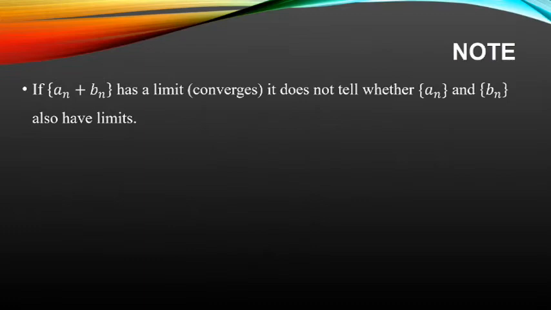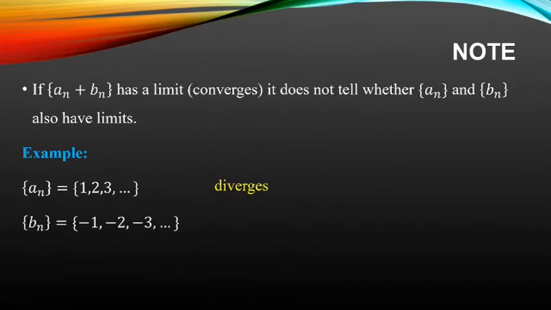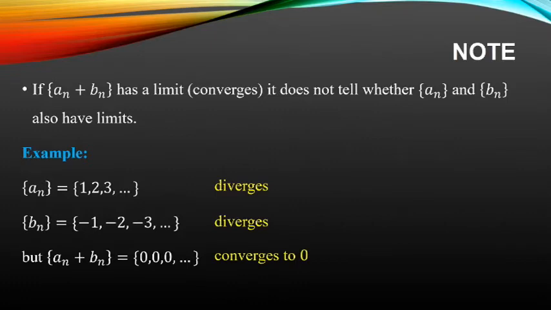So if the sequence made from the sum has a limit or sum converges, it does not tell whether each of the sequences a sub n and b sub n also have limits. So an example, if a sub n is equal to 1, 2, 3, and so on, that sequence diverges since as n increases, same goes with the a sub n. And also b sub n is equal to negative 1, negative 2, and negative 3. It also diverges to negative infinity. But the sum of those sequences are all 0. So constant, the terms are all 0. It converges to 0. Meaning if the sum converges, it does not tell whether the sequences that you add are also convergent.